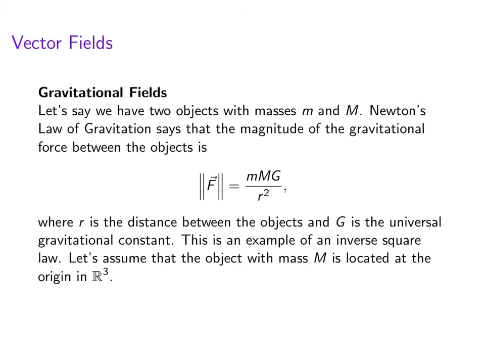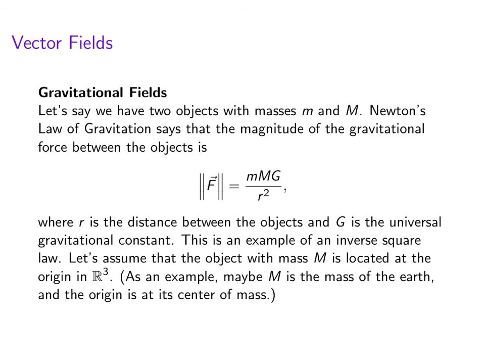So let's assume that the object with mass big M is located at the origin in R3. Let's use as an example here that big M will be the mass of the Earth and the origin is at its center of mass. So very often when we use Newton's law of gravitation, we'll think of little m and big M as being the masses of the small and the large objects.